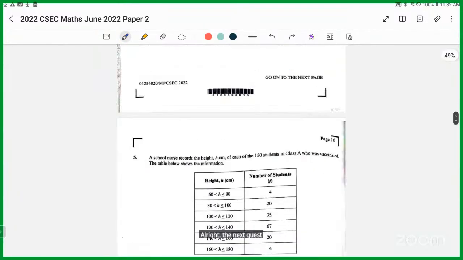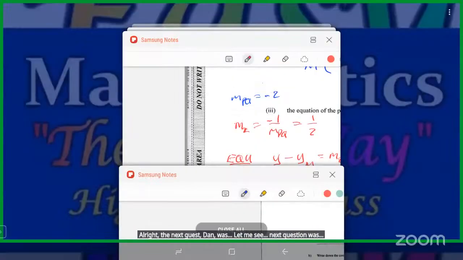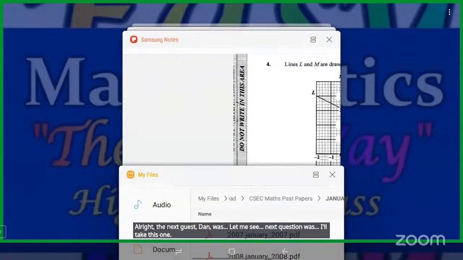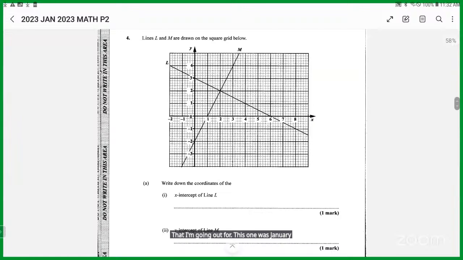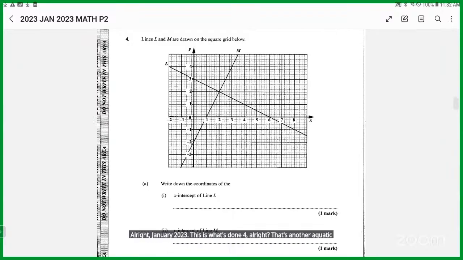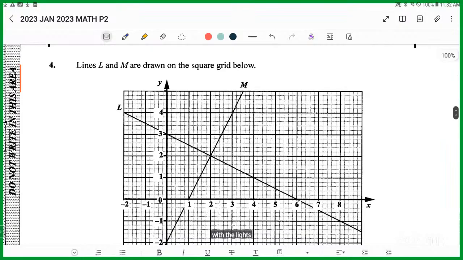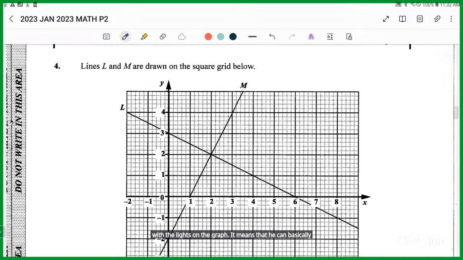Alright, the next question was, let me see. I think this one, another graph one. This one was January 2023, and this one showed 2 lines now. Alright, January 2023. Good. This is question 4. That's another quadratic geometry question. And as I said, it's always a lot easier when they show you the lines on the graph. It means that you can basically answer everything from the graph.